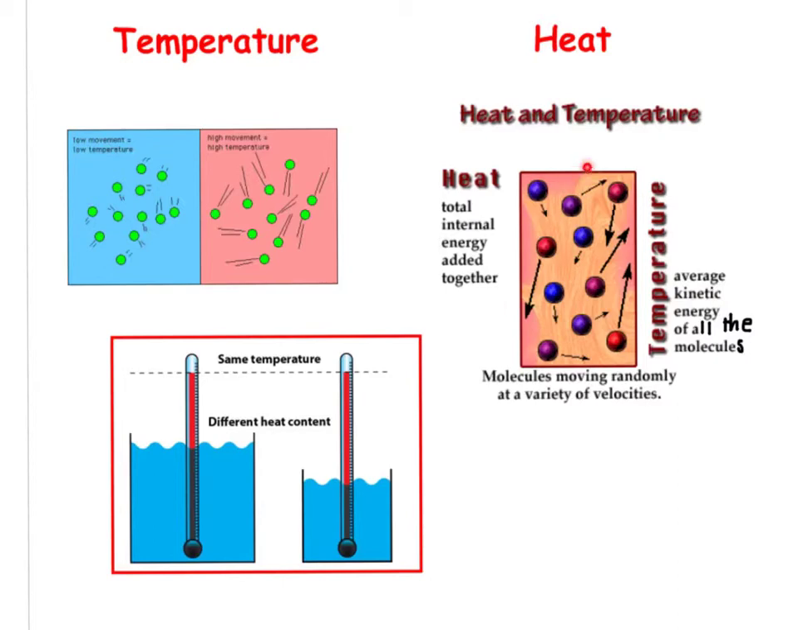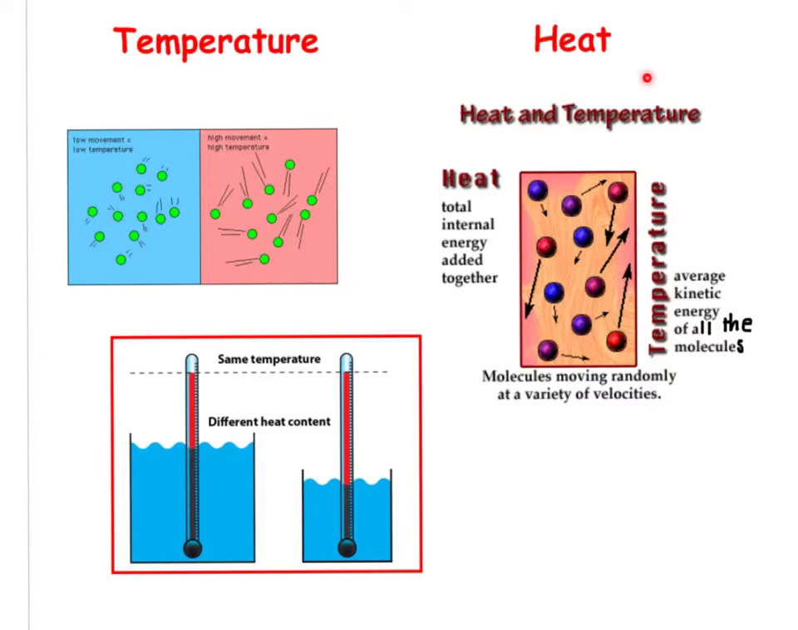So here we have a picture of different molecules kind of moving randomly, and usually there is a variety of velocities at which those molecules are moving. They're not usually all uniform. And if I asked you what the temperature was, it's very different from what the heat is. The temperature is the average kinetic energy of all the molecules. The heat is the total, the sum of all of the internal energy of all of those molecules added together. So that is a really important difference between temperature and heat.